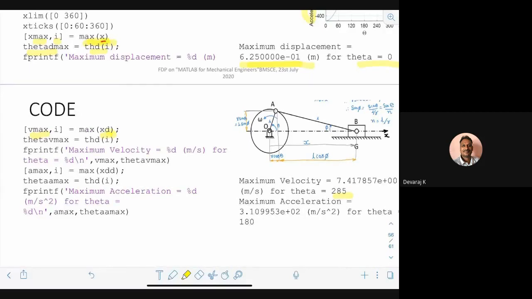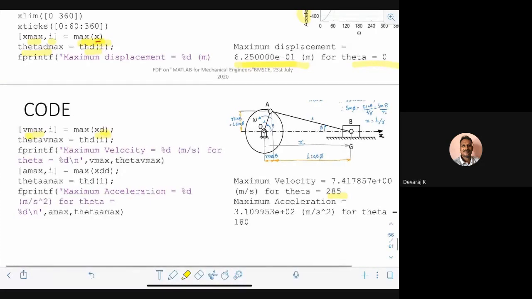Remember, if I simply say V max is equal to max of Xd, you get the maximum velocity, but you will not be able to tell the angle at which it is happening. If you want to know the angle at which it's happening, you should get two output values, not only the velocity, but also the index: is it the 56th element in the velocity vector or the 95th element? Once you know it is the 95th element, you can find the corresponding 95th element in your theta vector, and that will tell me that it happens at 285 degrees. Remember, it has also happened at 285 minus 180 degrees, because there are two possibilities in the mirror image of the slider crank mechanism with respect to the line of stroke.